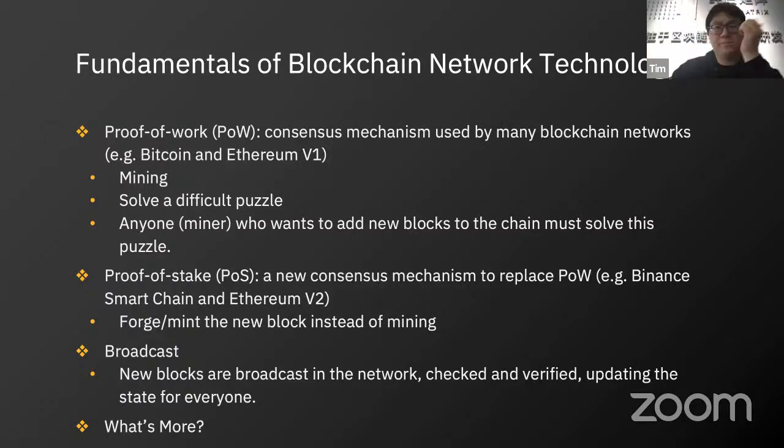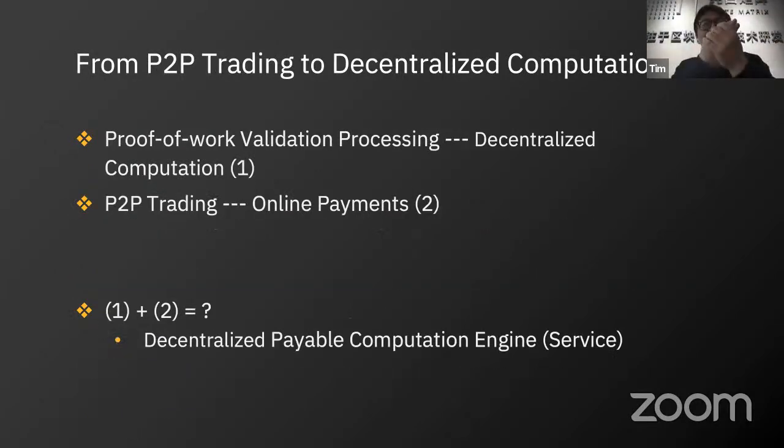Beyond this, we can see some potentials of the blockchain just from the idea of Bitcoin. The first one is the proof of work validation process, which is basically decentralized computation. And the P2P trading, which is basically online payments. Nowadays, Bitcoin is the biggest.